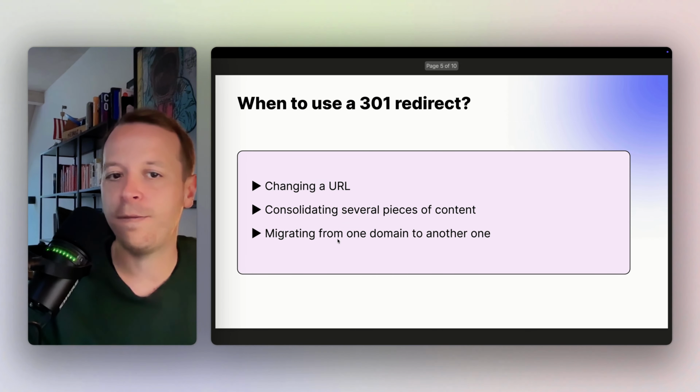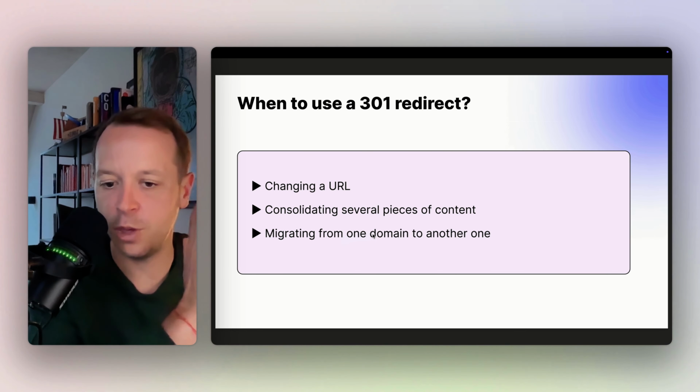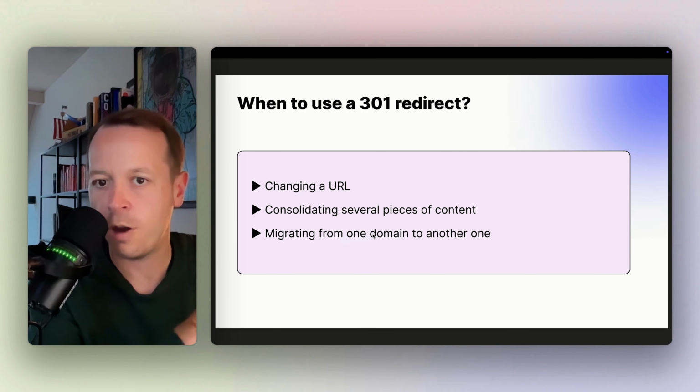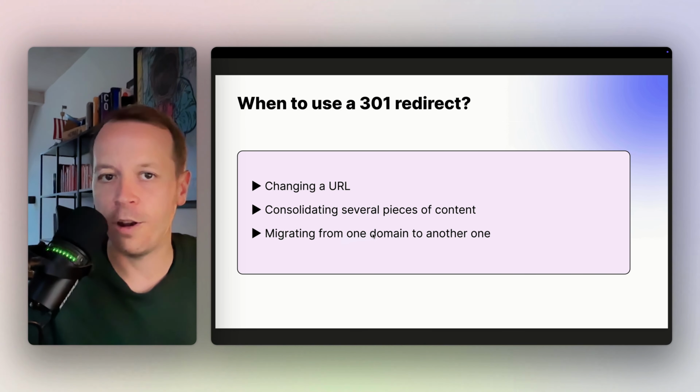And last but not least, if you are migrating from one domain to another one, could be something like you change from yourdomain.com to newdomain.com, or you are also changing the top level domain at the end. So for example, from .com to .io or something like it.